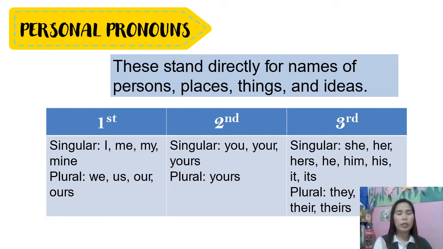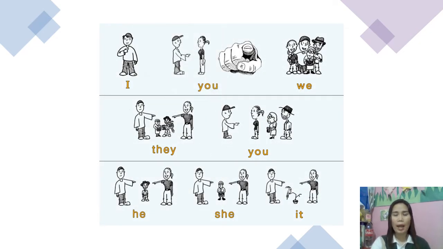For the singular first person, we have I or me, my, mine. For the second person, you have you, your, yours. And for the third person, you have she for a girl, her, hers, he, him, his, it, its. These are some examples of personal pronouns: I, you, we, they, you, he, she, and it. Those are personal pronouns and very common pronouns.